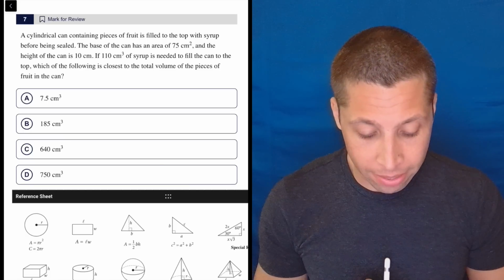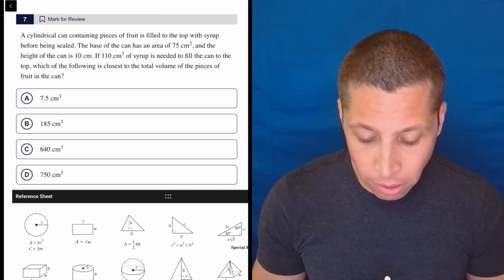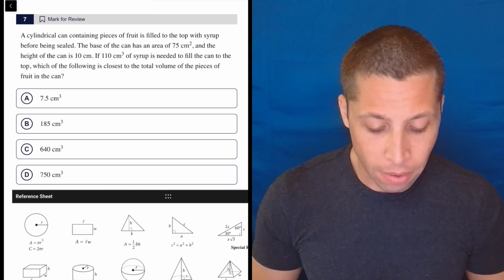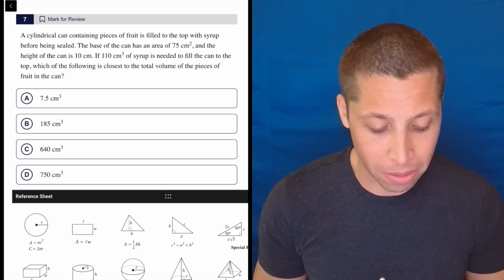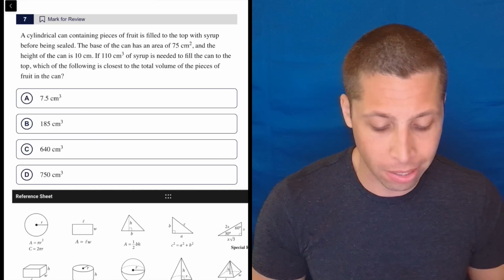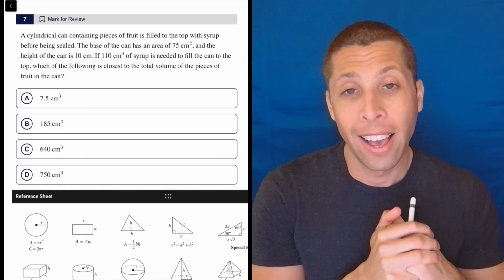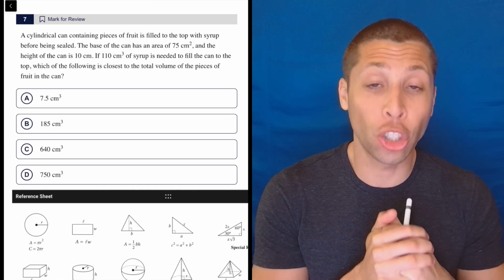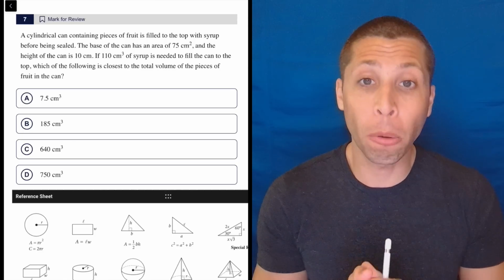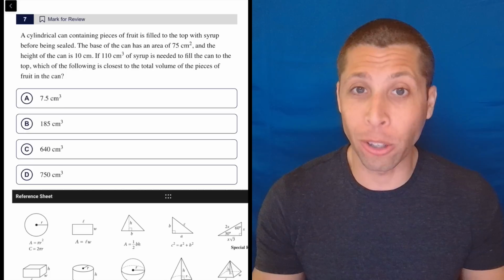The base of the can has an area of 75 centimeters squared, and the height of the can is 10 centimeters. If 110 centimeters cubed of syrup is needed to fill the can to the top, which of the following is closest to the total volume of the pieces of fruit in the can? It doesn't feel like it, but this is a shaded region problem. We normally see those with area, but they found a way to do it with volume.